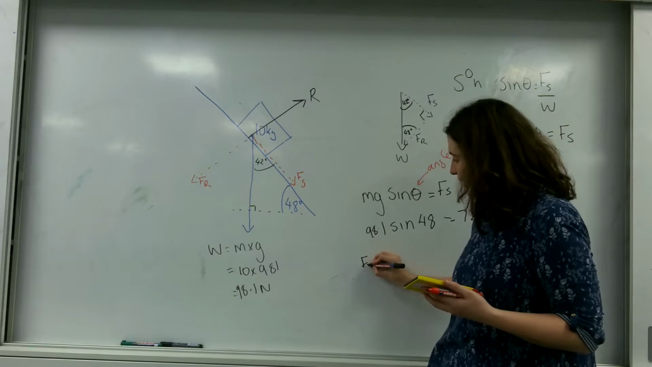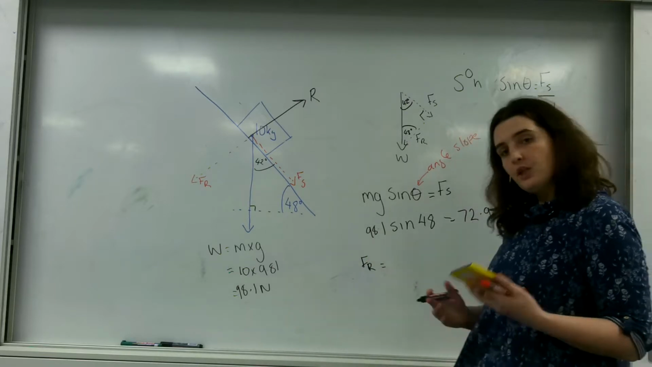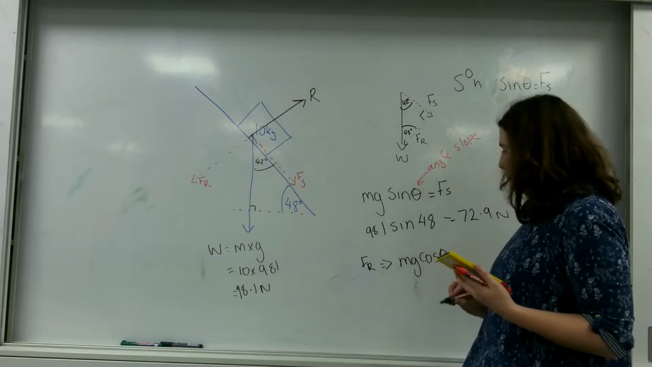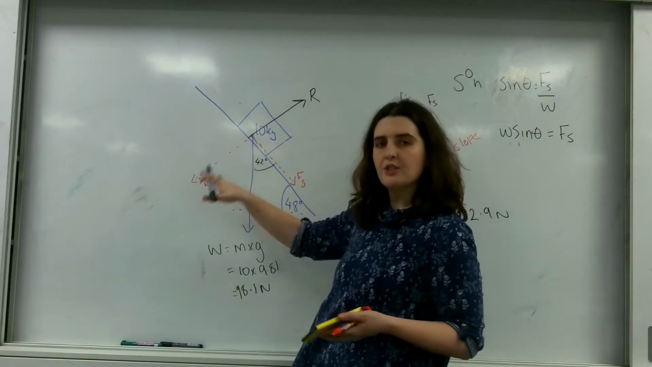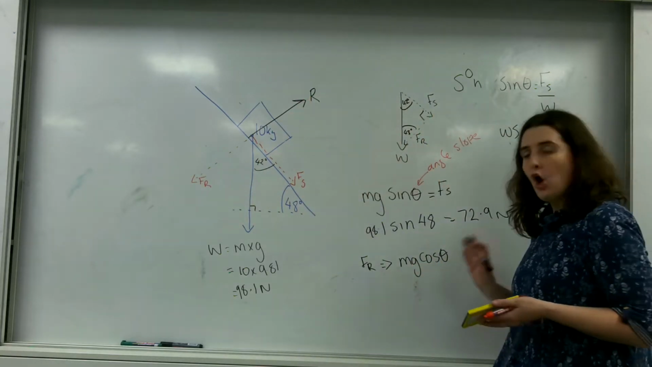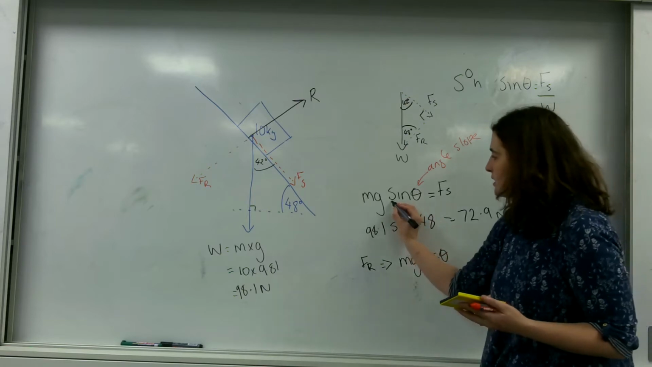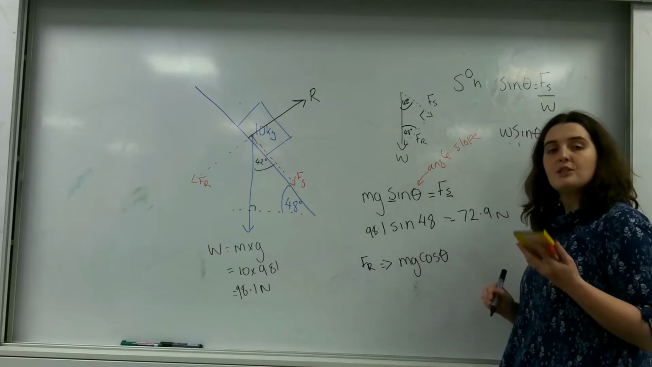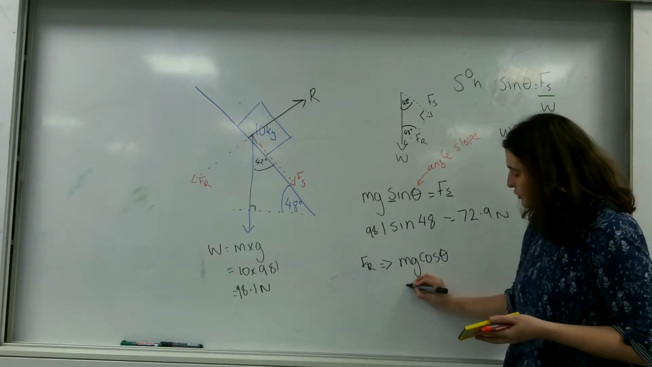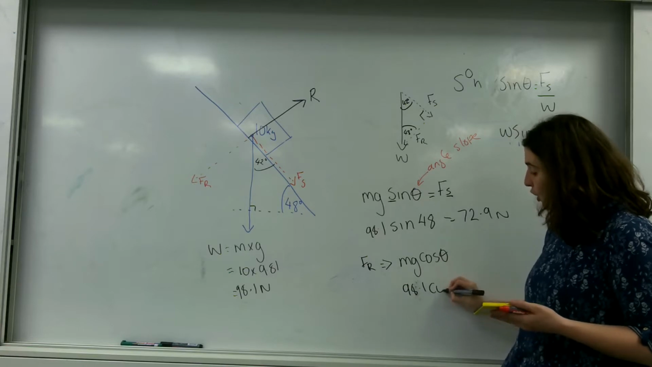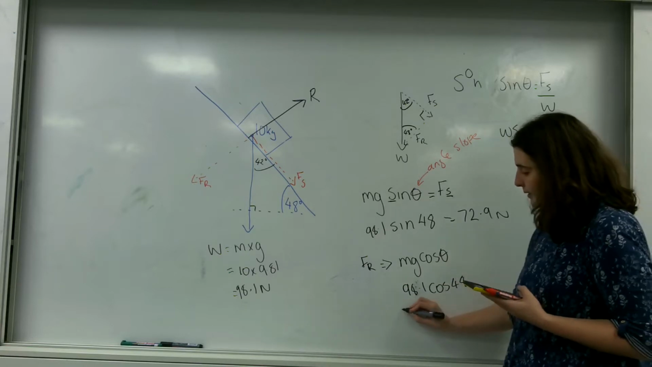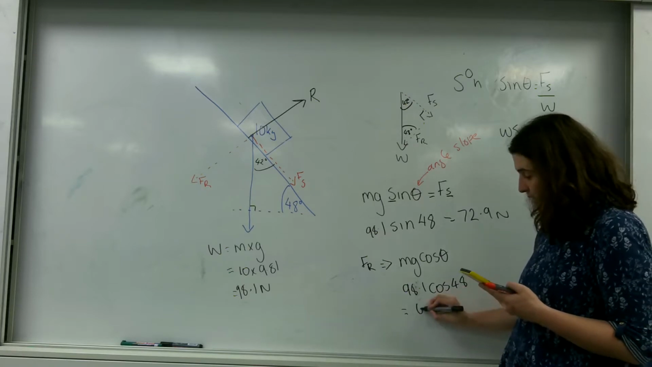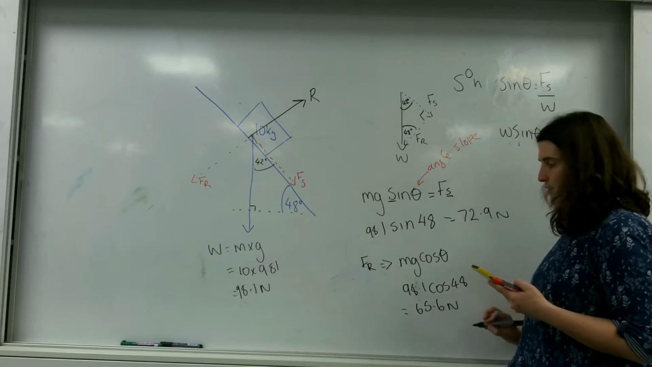To find the reaction, I'm going to be using cos theta. To find this force in the same direction as the reaction is going to be mg cos theta. So I remember sine theta because it's down the slope, and I remember cos theta because it's the reaction. So this is going to be 98.1 cos 48, and that equals 65.6 newtons there.